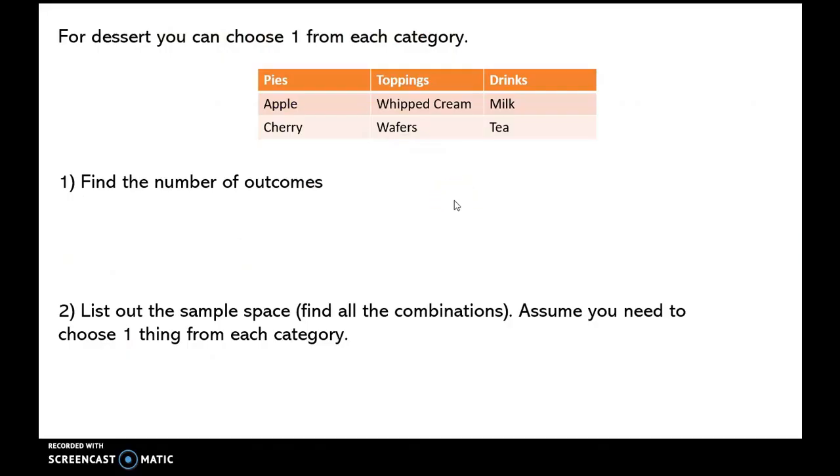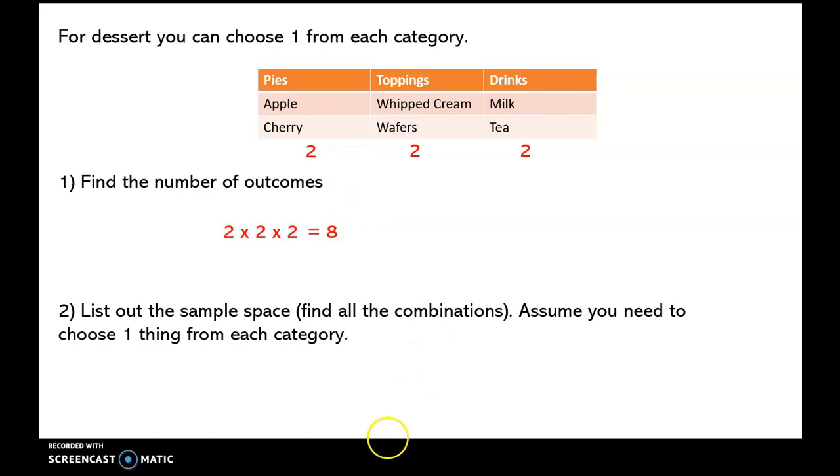Let's do one more example. For dessert, you can choose 1 from each category. You have 2 different pies, apple and cherry, 2 different toppings, whipped cream and wafers, and 2 different types of drinks, milk or tea. The first thing we're going to answer is find the number of outcomes. If you look at the chart carefully, there's 2 things in each category. So if I multiply 2 times 2 times 2, you should get 8. So this means we're going to have 8 different outcomes in our sample space.